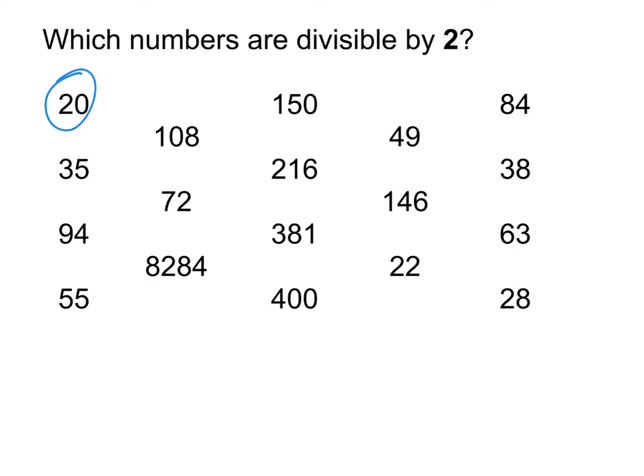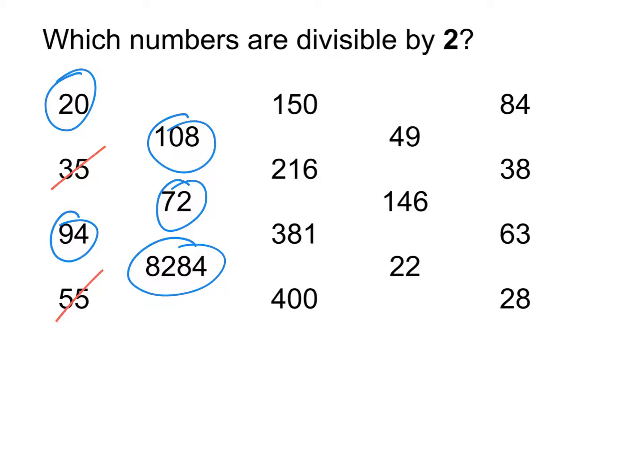So 35. Is 5 even? No. Therefore, it is not divisible by 2. 94. Yes, the 4 is even. 55. Nope, the 5 is odd. 108. Yes, it is. 72. Yes, it is. 8,284. Yes, because all 3 of those end in an even number. And so that's really all we got to look at.